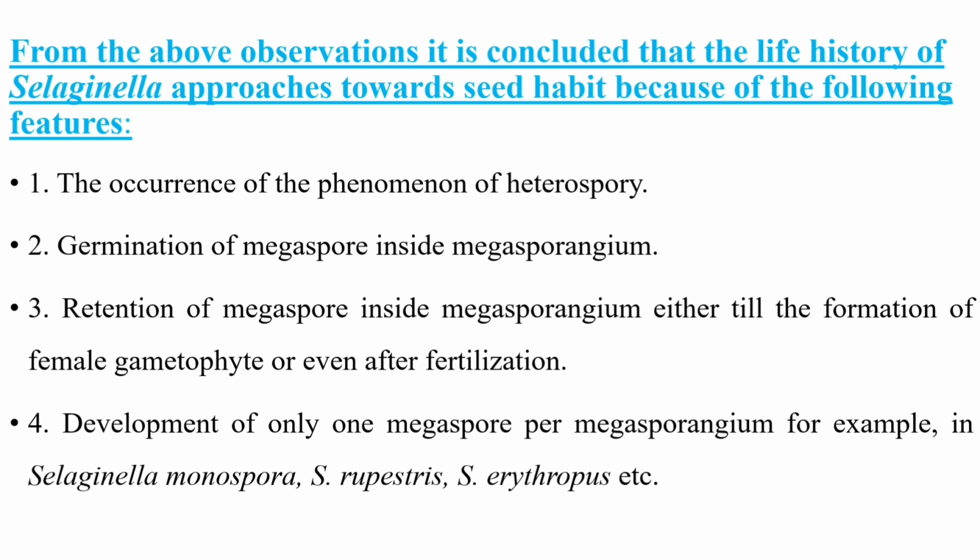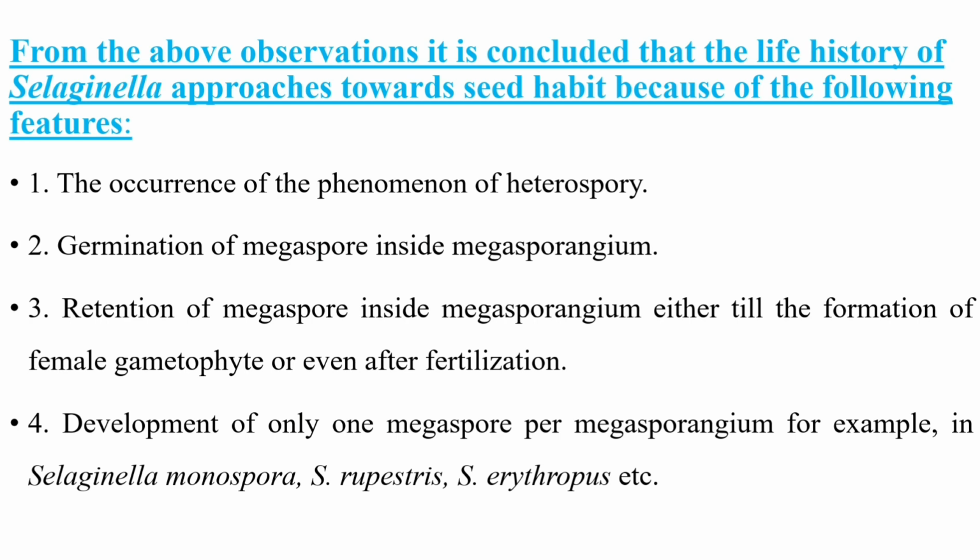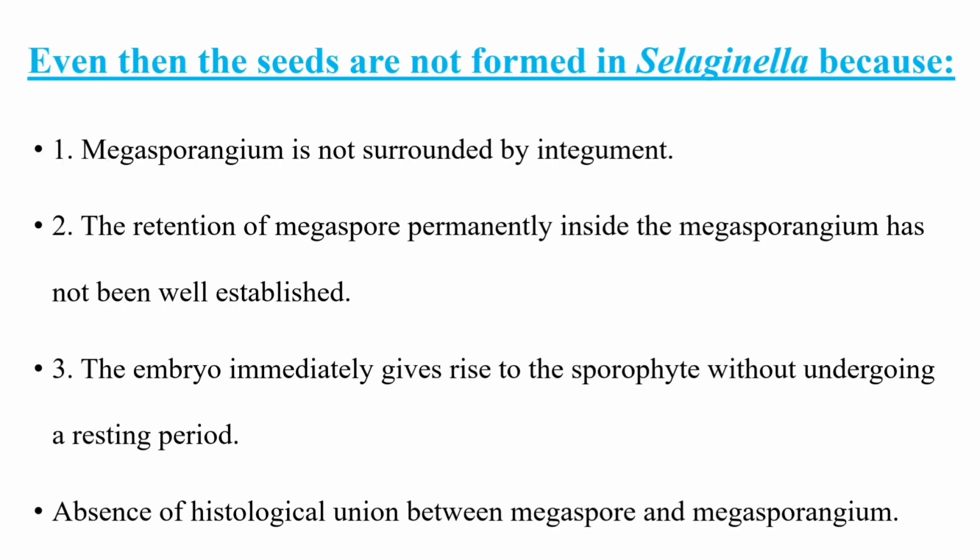Then development of one megaspore per megasporangium. For example, some species of Selaginella have one megaspore per megasporangium. All these habits in the life history of Selaginella show their tendency towards the production of seed habit. Even though seeds are not formed in Selaginella, they have these properties, but even then they lack seed.